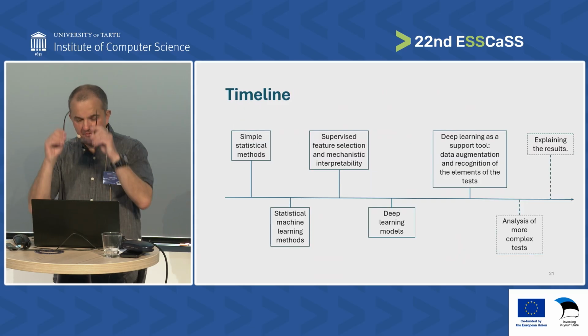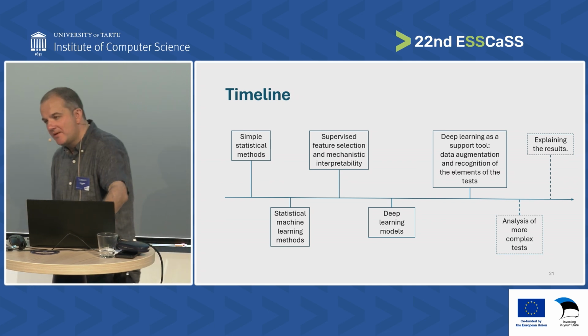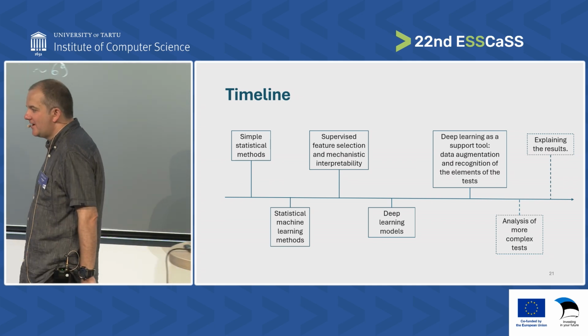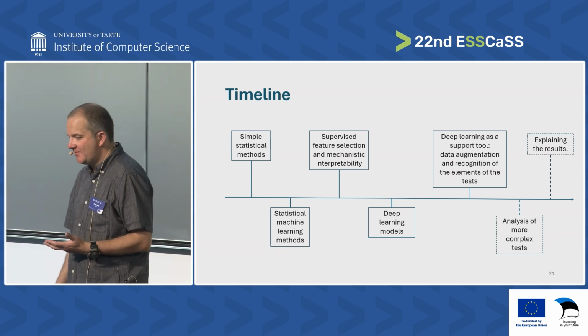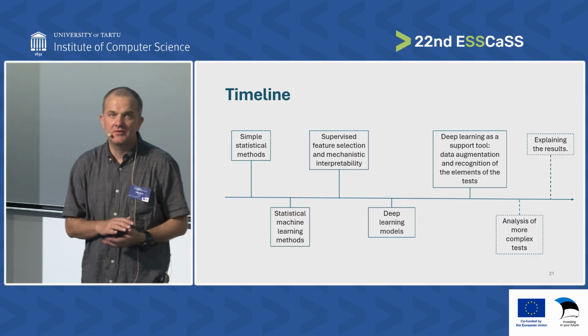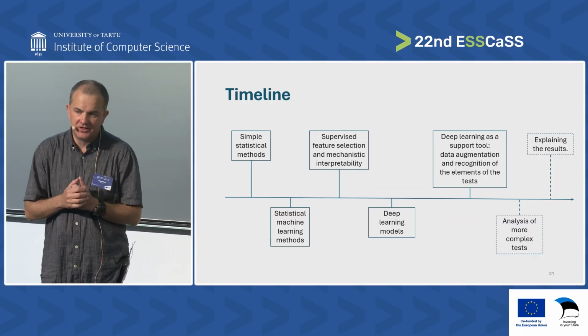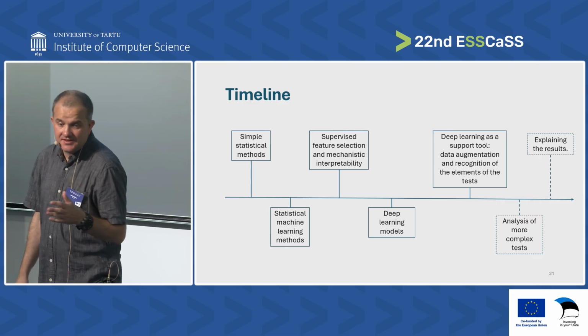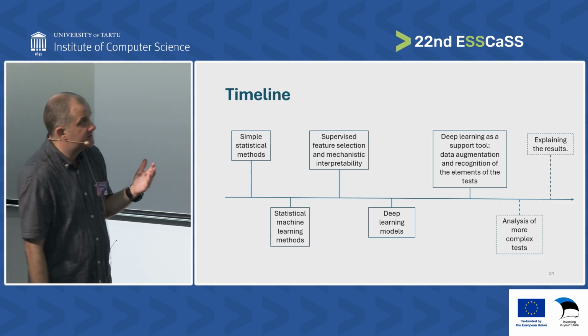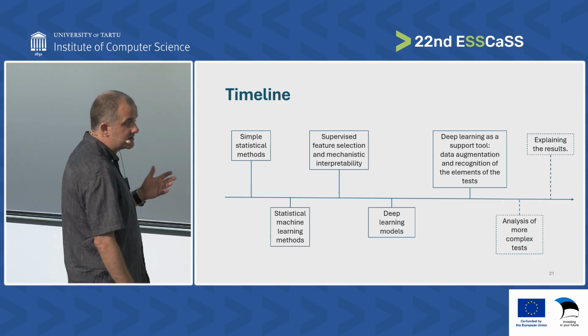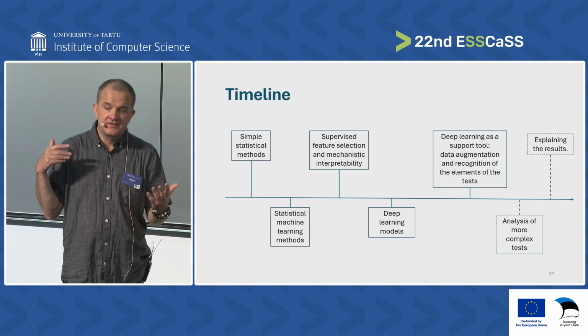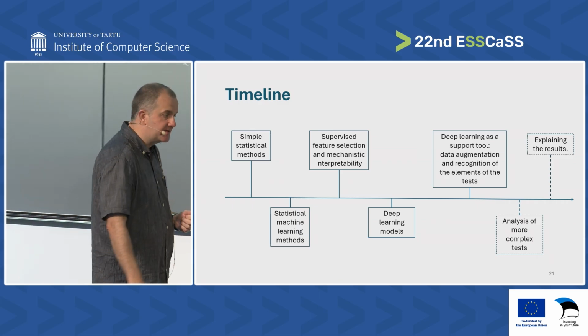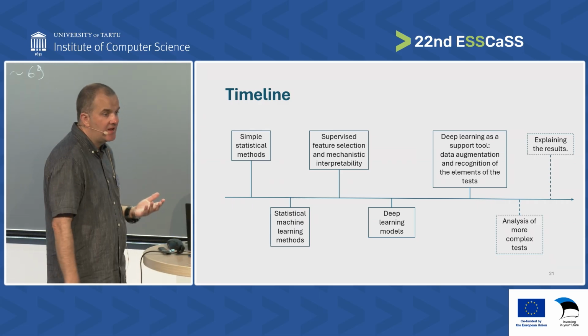Okay, so let's summarize where we are now, and then I will give some outline of which direction we're going in the future. Like everyone else, we started with simple statistical methods. We proceeded to statistical machine learning techniques. We went to supervised feature selection and some mechanistic interpretability.